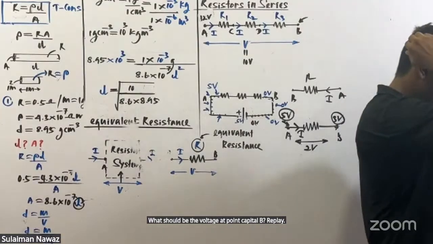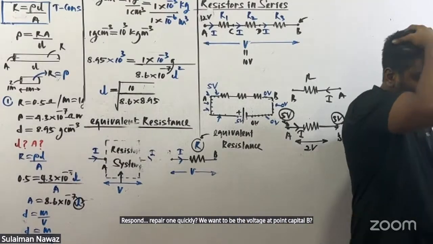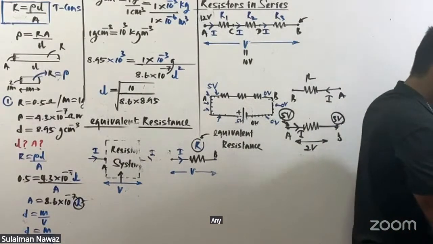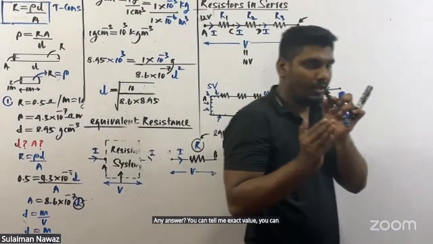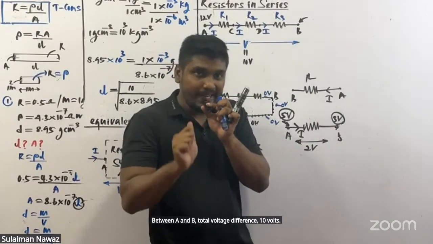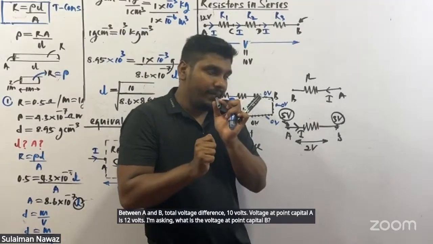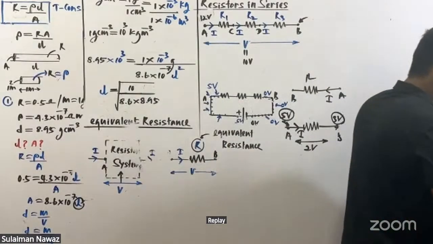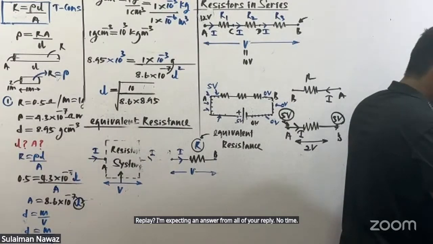Reply everyone quickly. What should be the voltage at point capital B? Any answers? You can tell me the exact value. Between A and B, the total voltage difference is 10 volts. Voltage at point capital A is 12 volts. I'm asking, what is the voltage at point capital B? I'm expecting an answer from all of you. No time. That's the problem, not responding.